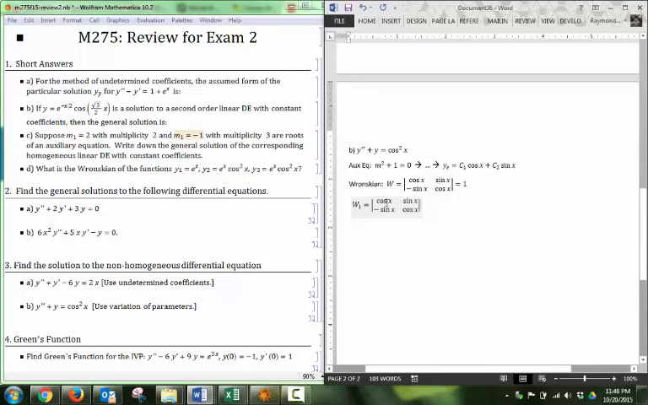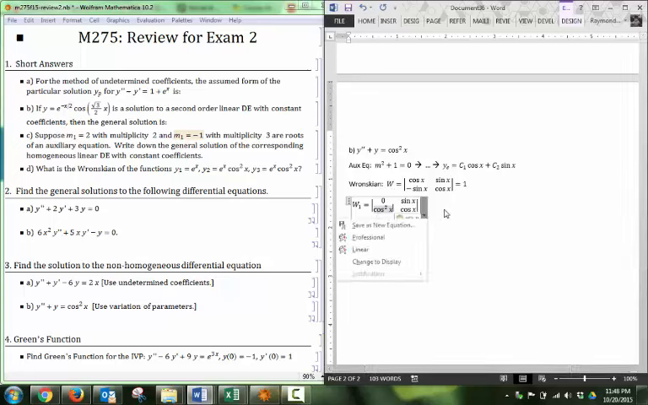Alright, so we're filling out this Wronskian. Our coefficient here is 1, so we are already in standard form, so our function is really just going to be that cosine squared x. And what I want to do is change the first column here to be 0 and cosine squared x. So this is what I have.